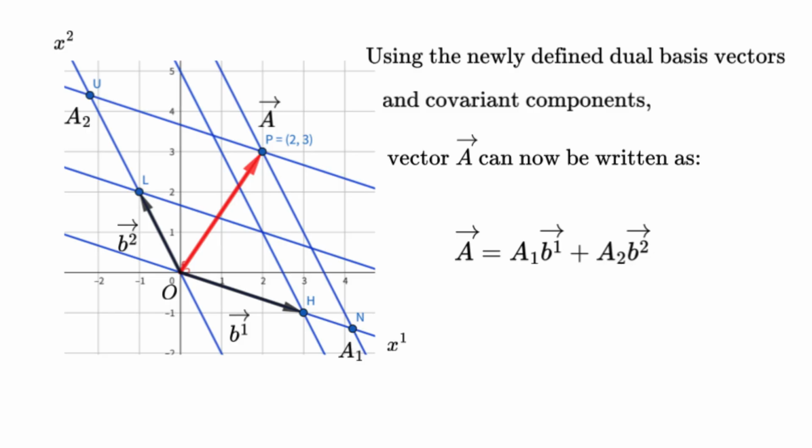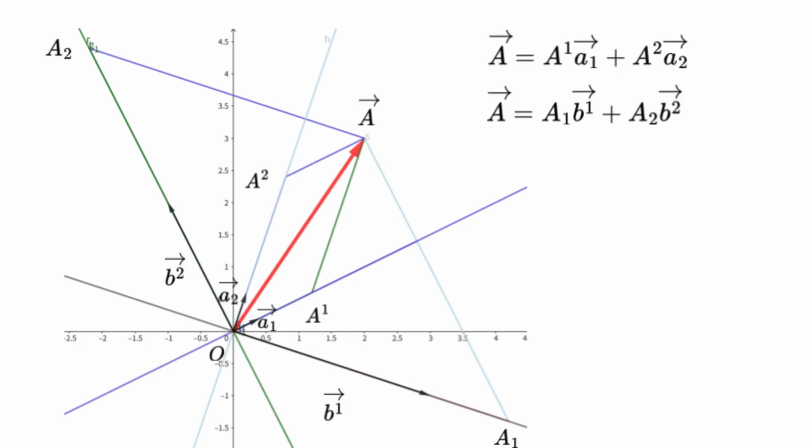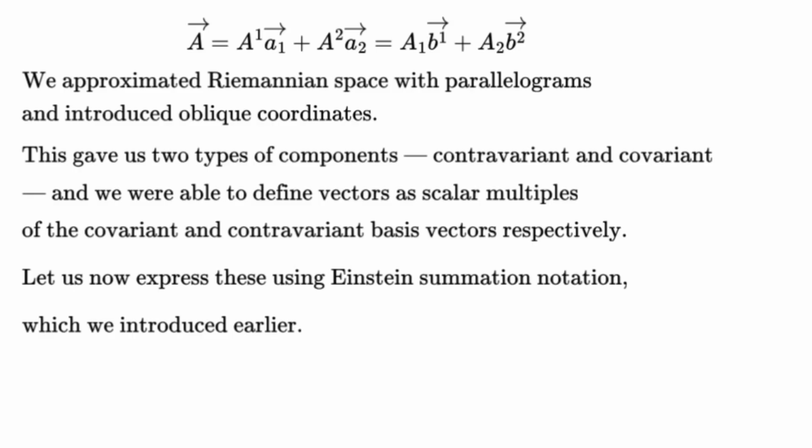Using the newly defined dual basis vectors and covariant components, vector A can now be written as follows. This diagram illustrates vector A expressed in two different ways. Please pause and take your time to verify this for yourself. We approximated Riemannian space with parallelograms and introduced oblique coordinates. This gave us two types of components, contravariant and covariant, and we were able to define vectors as scalar multiples of the covariant and contravariant basis vectors respectively.